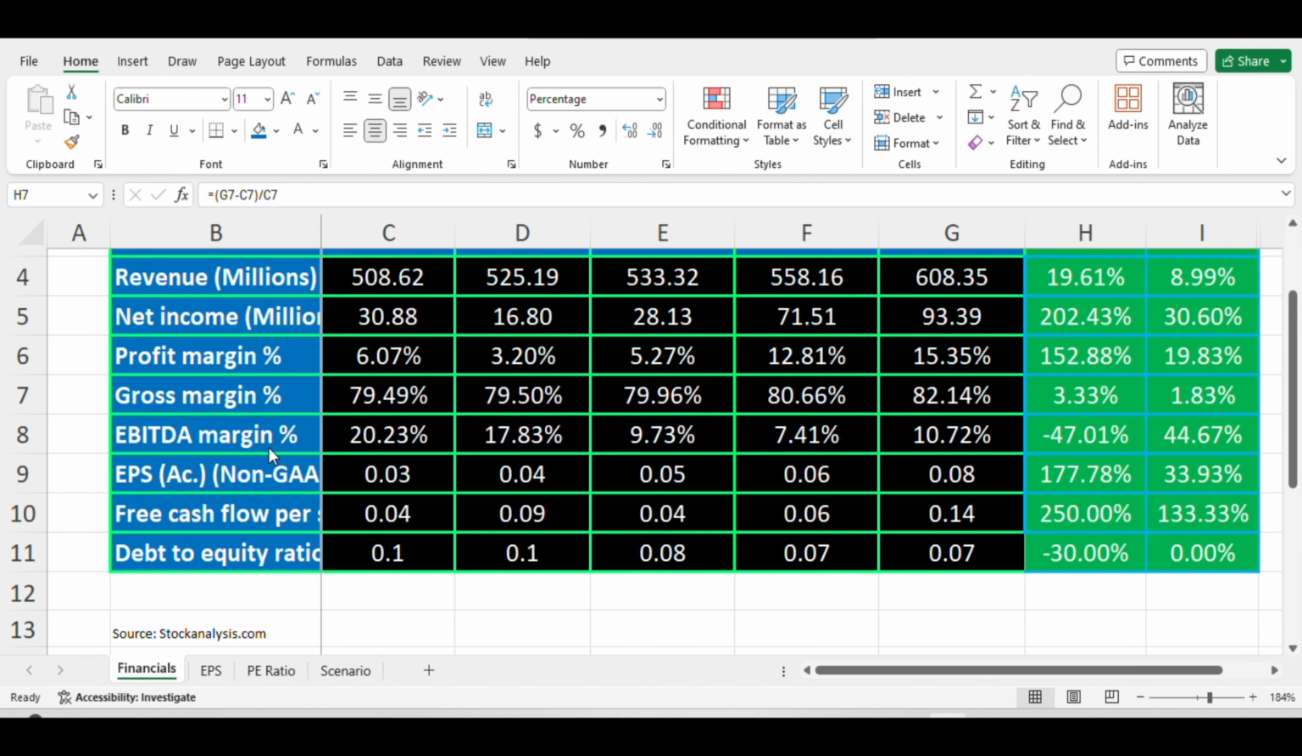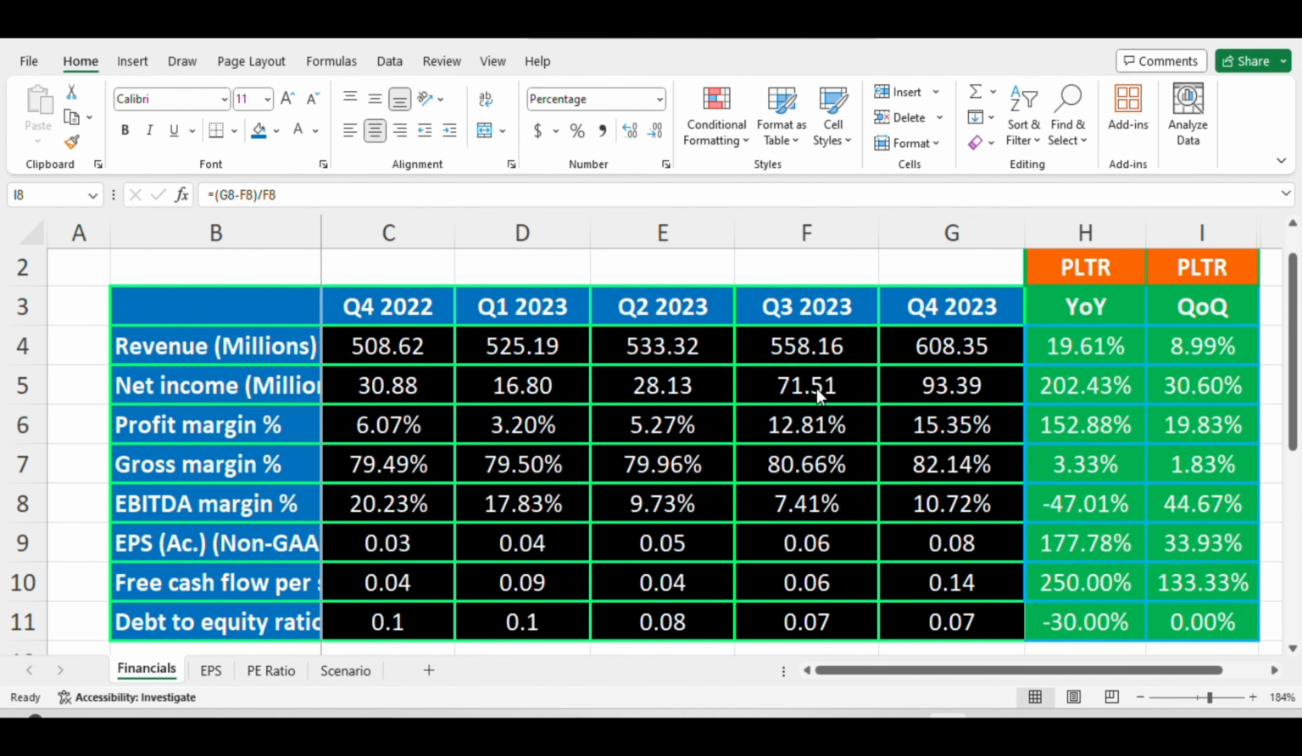EBITDA margin, that is earnings before interest, taxes, and depreciation, is negative 47% year over year and positive 44% quarter over quarter. This means that on the margin side, it's a mixed picture. Profit margin is going in the right direction, but the EBITDA margin is not so great at this point. EPS is 33% up quarter over quarter and 177% up year over year. It's also going in the right direction.